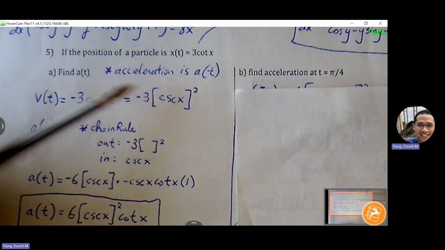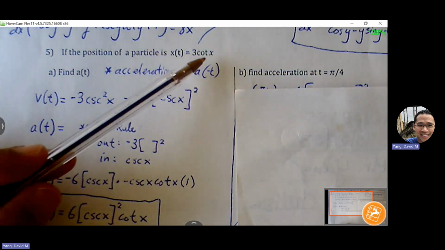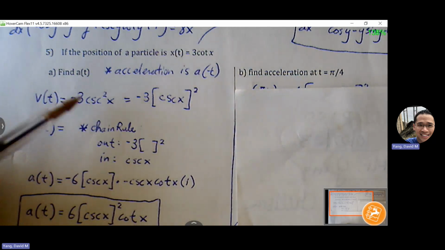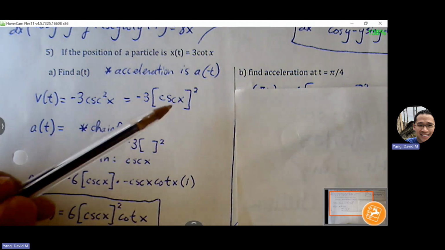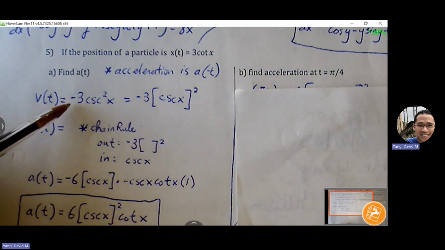Okay, so position is 3 cotangent of x. Cotangent's derivative is negative cosecant squared u times u prime. That u is just x, so u prime is just 1, so nothing will come out of that u prime. But I do need to make that negative.